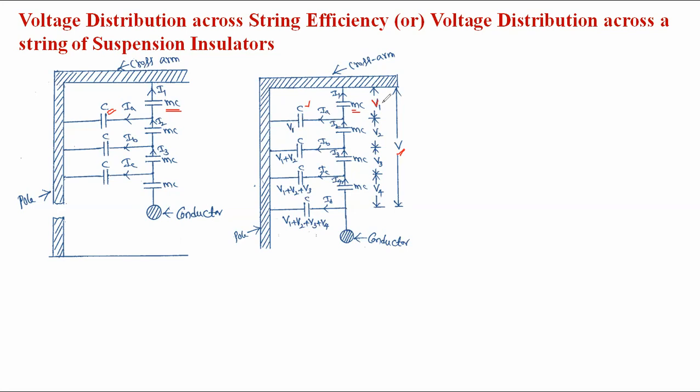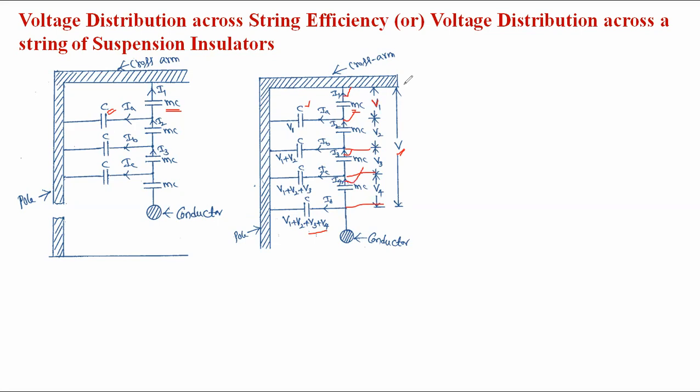Here, what about the voltage up to now? V1. Here, what is the voltage? Adding both, that is V1 plus V2. Here, what about the voltage? Adding all the individual disk voltages, that is V1 plus V2 plus V3. Here, what about the voltage? Adding all the voltages, V1 plus V2 plus V3 plus V4. And the self current or the mutual current is represented by I1, I2, I3, and I4.